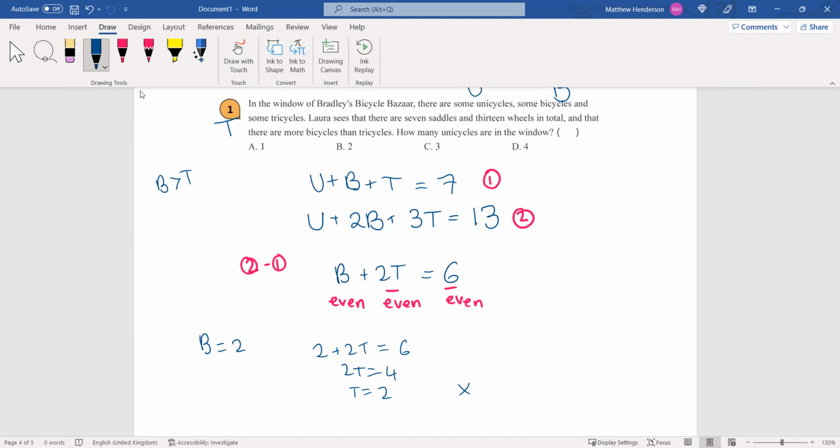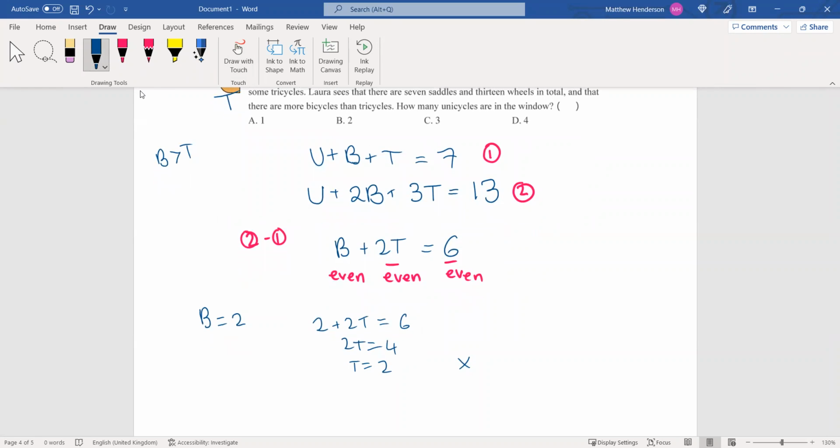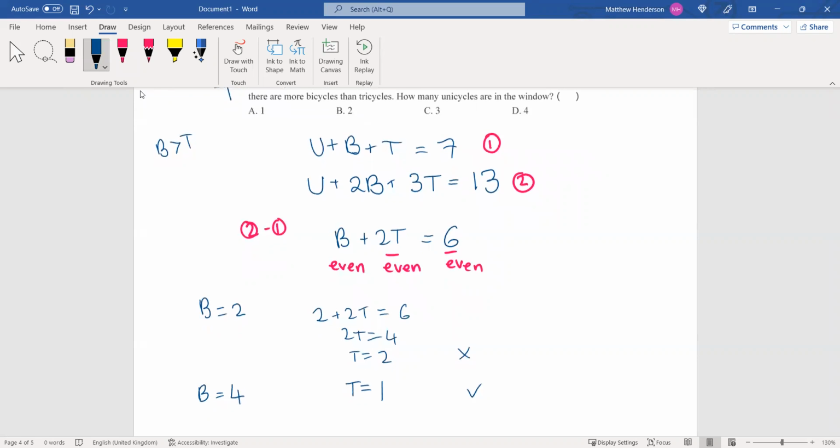Next, I think we'll try and find the rest of the solutions through our coefficients. So the next solution for B is going to increase by 2, the T coefficient, and it will become 4. And then T needs to decrease by 1, the B coefficient. That makes T equal to 1. Is B bigger than T? Yes. Are they less than 7 saddles? Yes. So we've found a possible solution. I'm going to give it a tick for now, as we need to investigate if that one's the one.